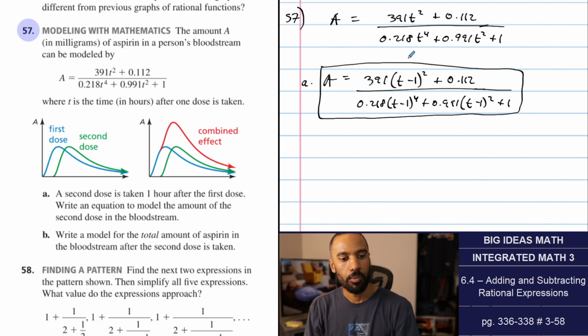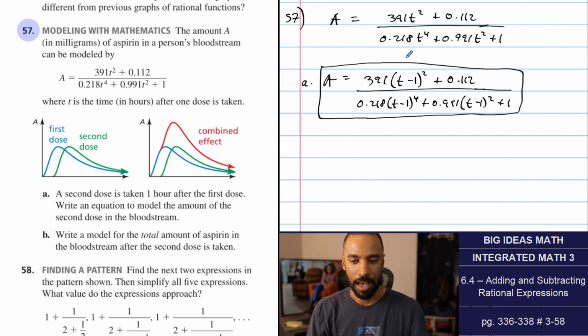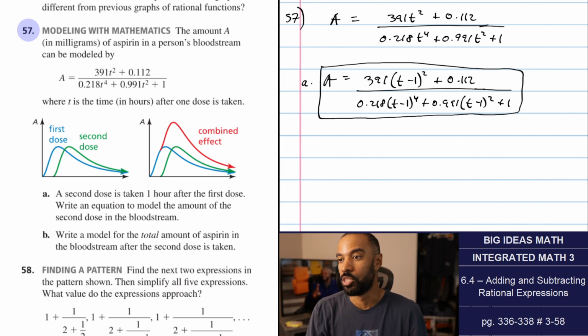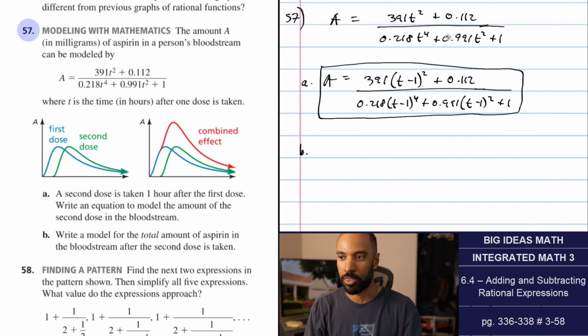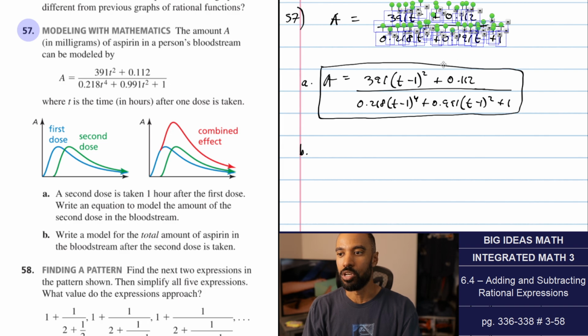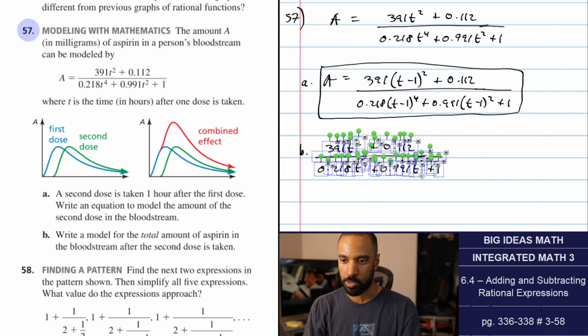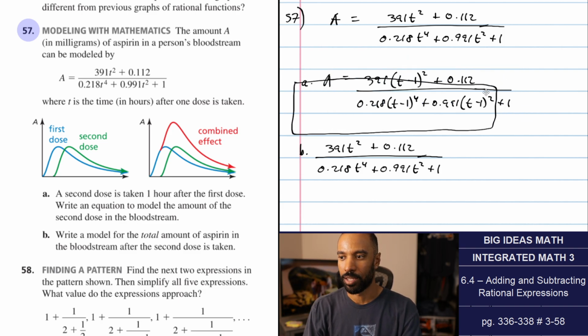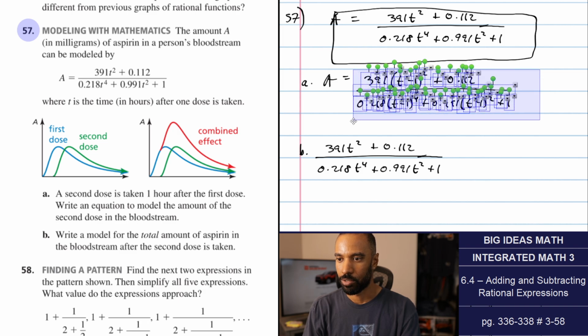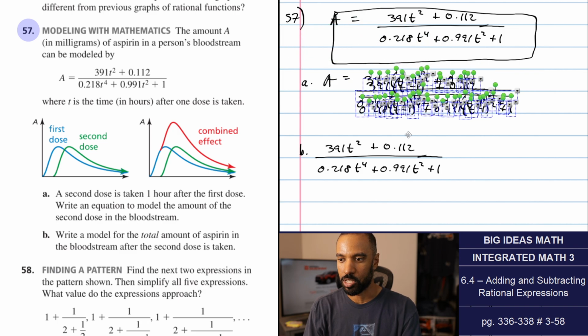Things like that. Part B: write a model for the total amount of aspirin in the bloodstream after the second dose is taken. There's no way they're going to ask us to simplify this, so I'm just going to write these as two combined things, just this plus that. Honestly, for me, it's going to be a copy-paste job. Now that I wrote it once, I think I'm good. There's absolutely no way they are going to force you to combine like terms on that. I know they've had wonky problems before, but there is no way they're going to say get some common denominator.